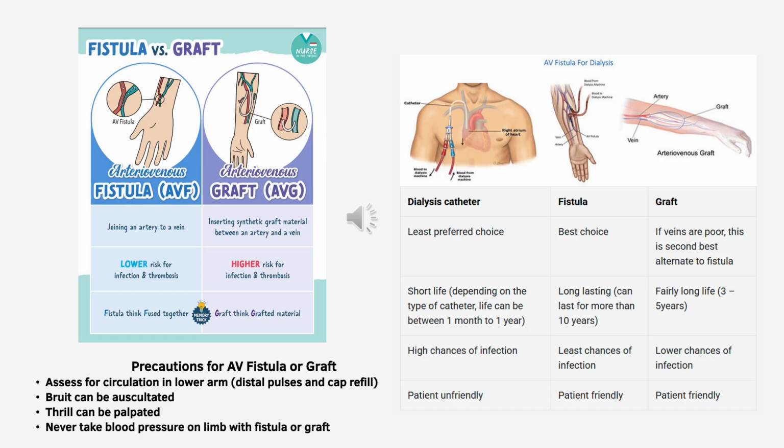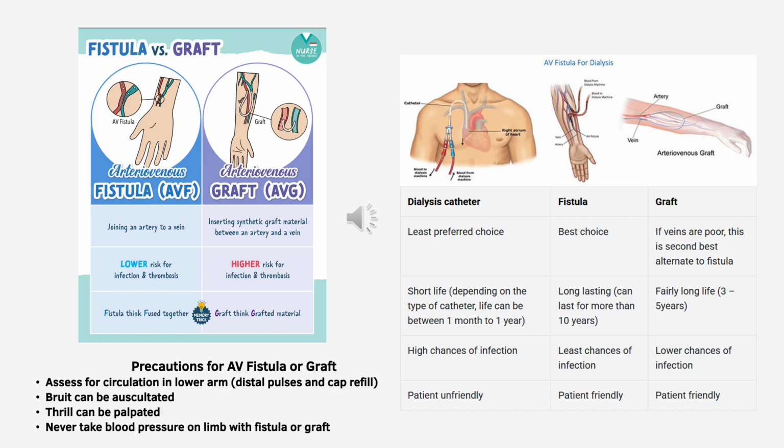So let's talk about some of the precautions needed to care for a fistula or graft. So it's important to take proper precautions for these access devices to help maintain their functionality and to reduce complications. So whenever we're caring for a patient with a fistula or a graft, we always want to assess the circulation in the lower arm by checking the distal pulses and the cap refill.